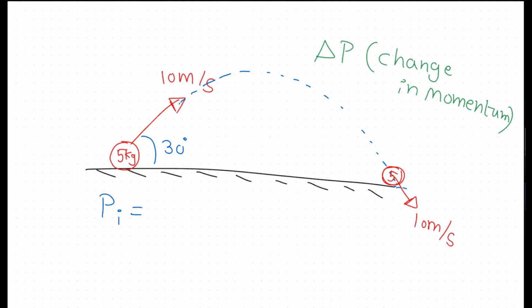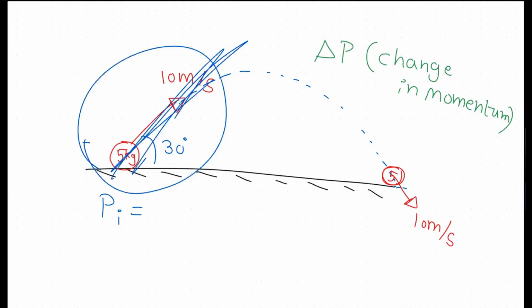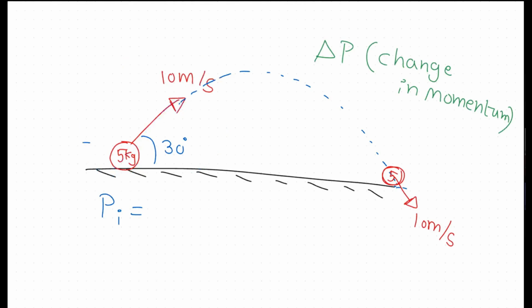Already explained how to write momentums. Total momentum in this direction, how much? 50, correct. But I want to write it in terms of vectors, so what should I do? I should definitely do resolution.